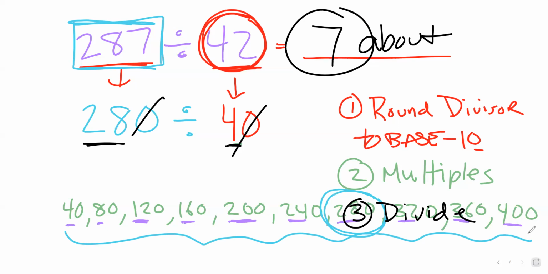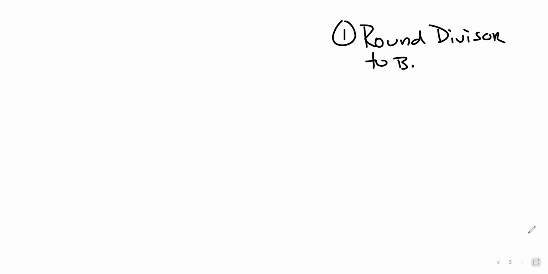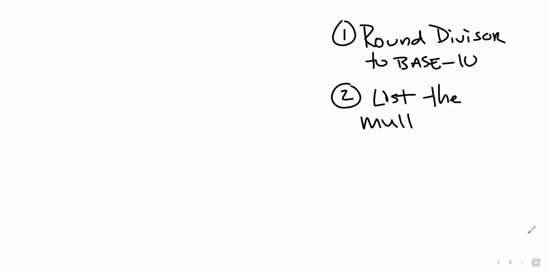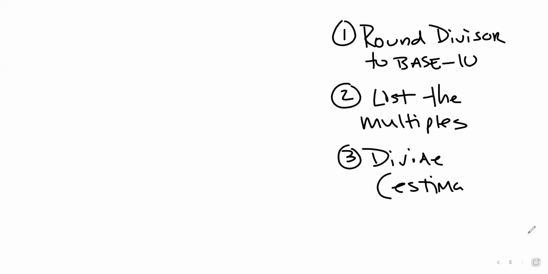Okay, so that's a lot of talk about one problem. Let's try this again to continue, and we'll do these 3 steps. I'll put them over here. So let's see. 1, we're going to round the divisor to base 10. This will make more sense as we practice it. 2, I'm going to list the multiples. And then 3, we are just going to divide, and that will get our estimation. Okay, so our second problem here could be something like, let's change colors for this, let's say 320 divided by 11.